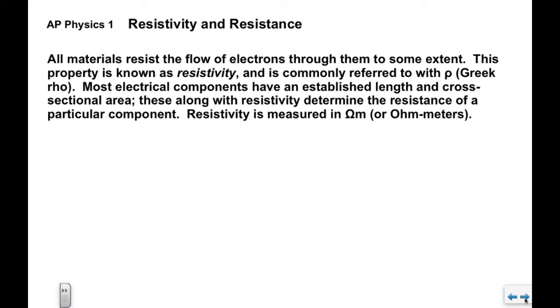Now, all materials resist the flow of electrons to some extent. This property is known as resistivity. It's commonly referred to with a rho. That's this symbol here, Greek lowercase rho. Electrical components have an established length and cross-sectional area. These characteristics, along with the resistivity of the material the resistor is made of, determine the resistance of a particular component. Resistivity is measured in ohm meters. So here's the unit for resistivity.